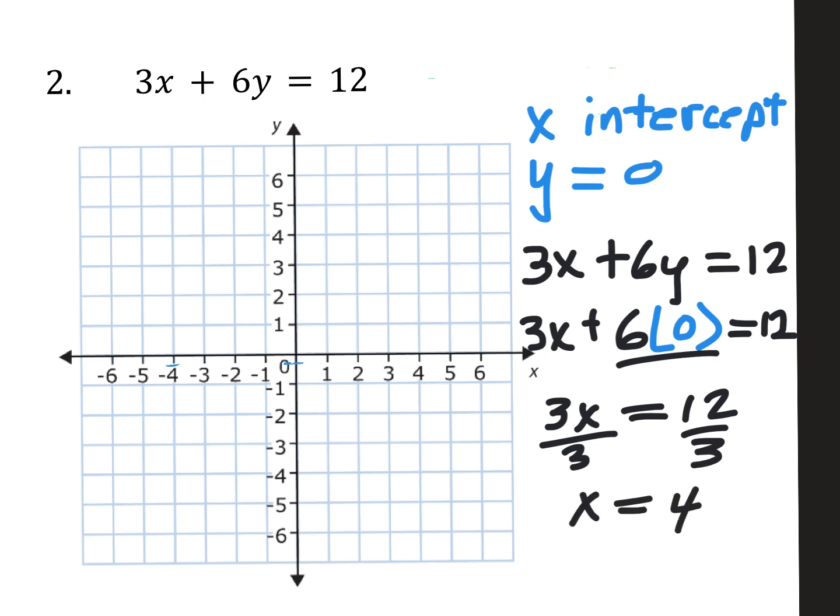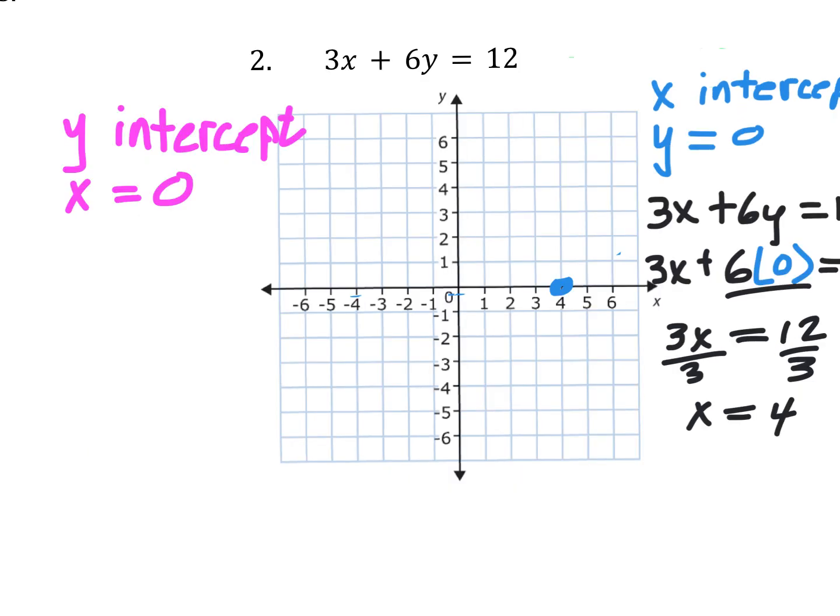So your x-intercept is going to be a 4. So the y-coordinate is a 0 and the x-coordinate is a 4. So the shortcut for finding the x-intercept is just to take the constant and divide it by whatever number is sitting there next to the x.